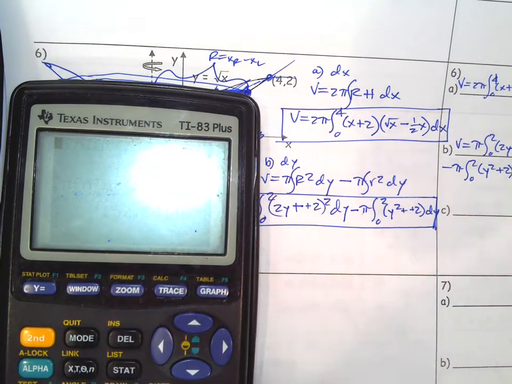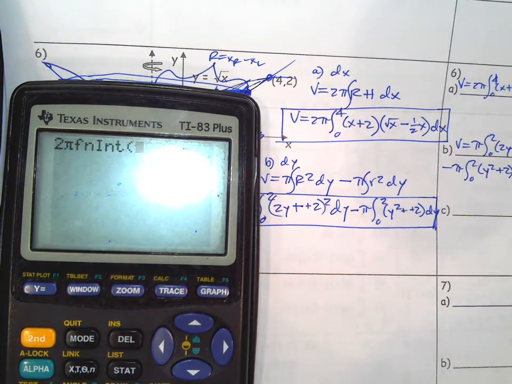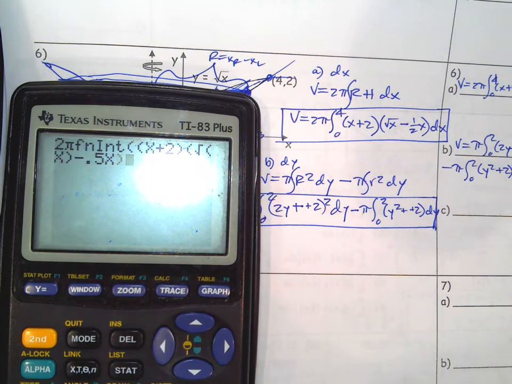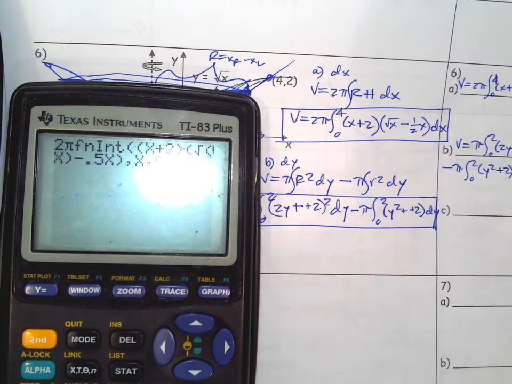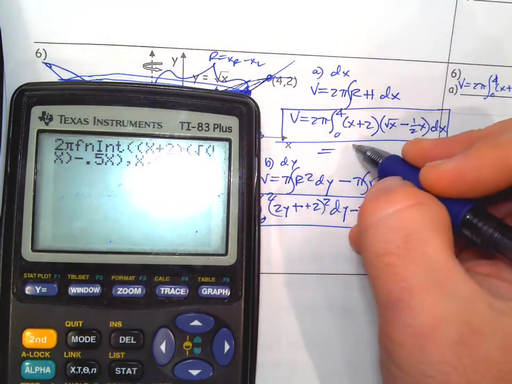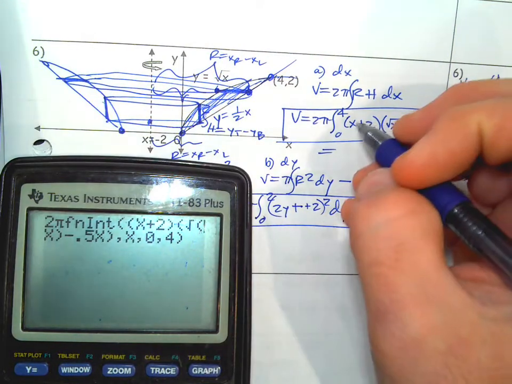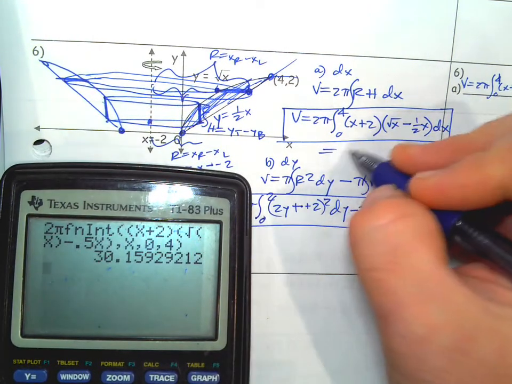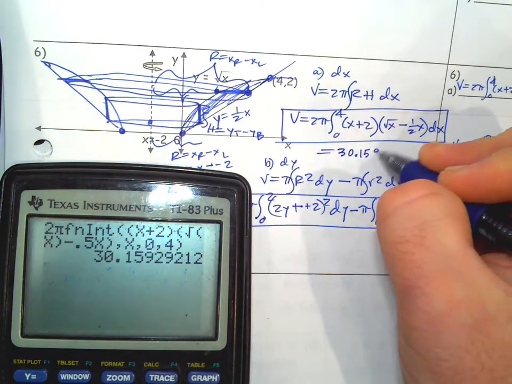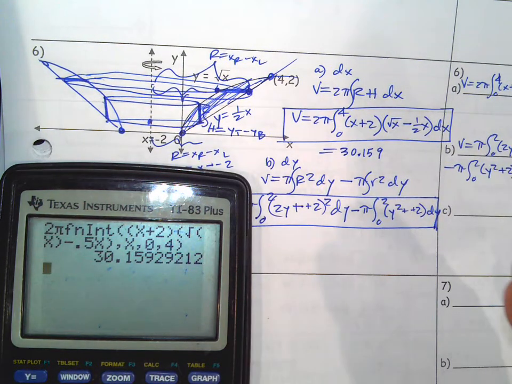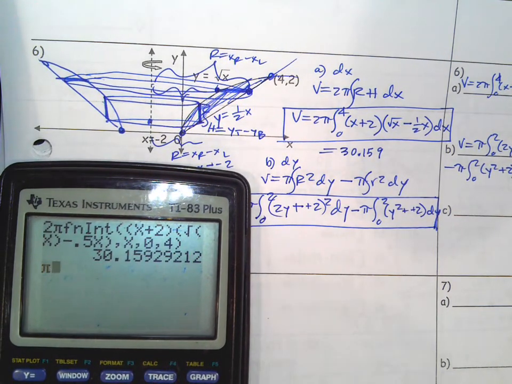So let's try it out. 2 pi, math 9, parentheses, x plus 2, square root of x minus 0.5x, comma d, comma x, comma 0, comma 4. I'm going to double check it, see if they both give me the same answer. 30.159. It just might be a good thing because you might have them both perfectly set up and just type something wrong. So it might just help you catch it. If it doesn't, just put an answer. Don't not put an answer.